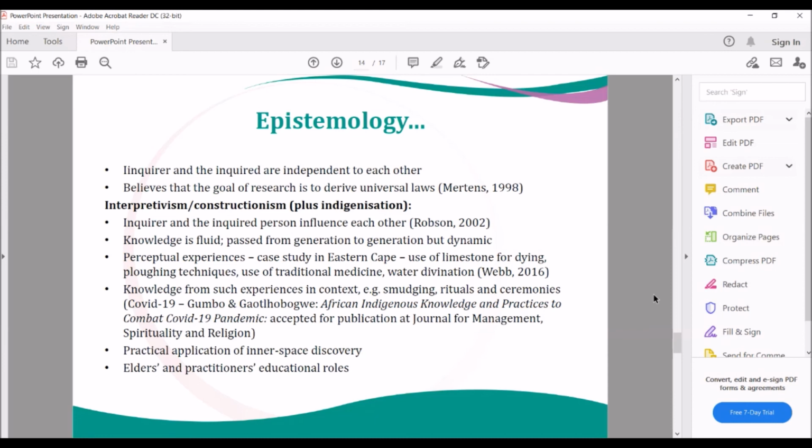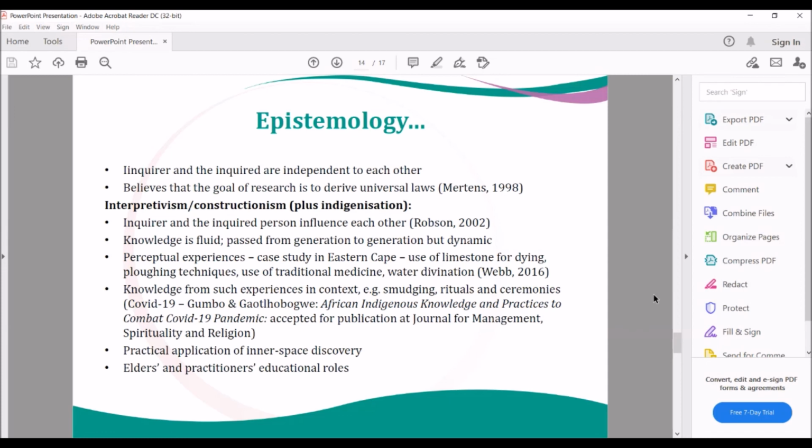I've quoted Paul Webb, who conducted a case study in the Eastern Cape, for example, where teachers and learners felt strongly that IKS must be integrated into the science and technology curriculum, and came up with examples like the use of limestone to dye cloth, plowing techniques, the use of traditional medicine, and water divination. Knowledge from such experiences in context needs to be considered and bring transformation to the curriculum.